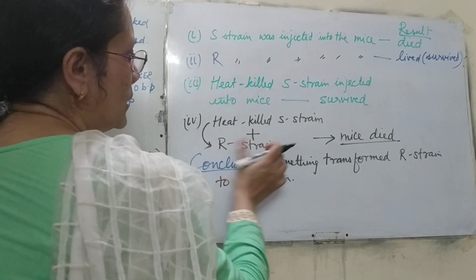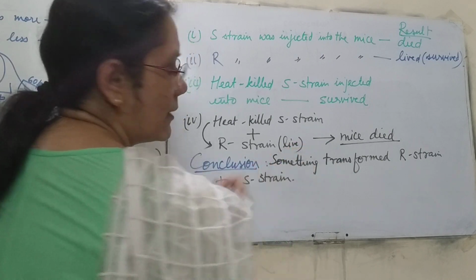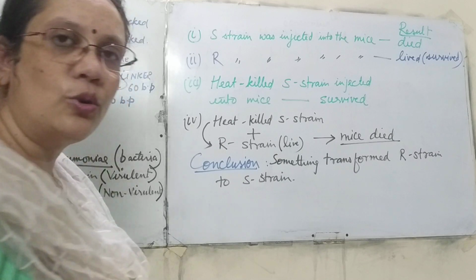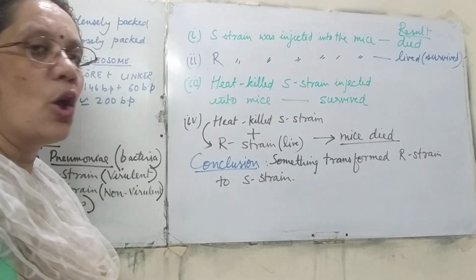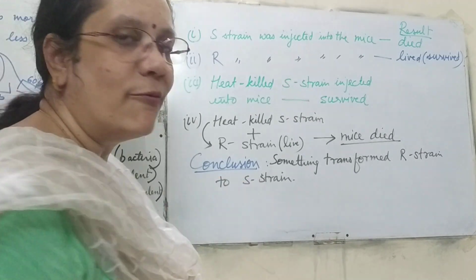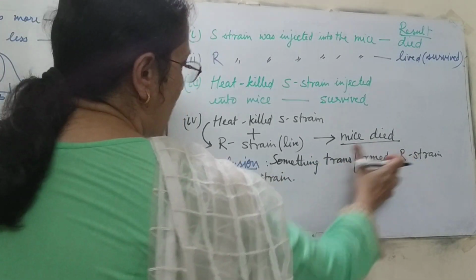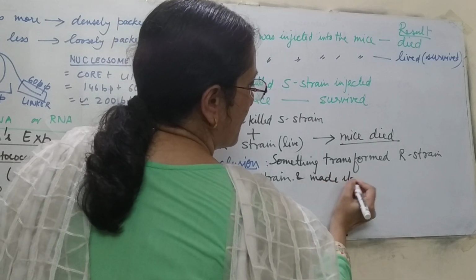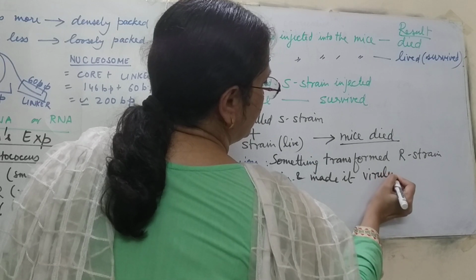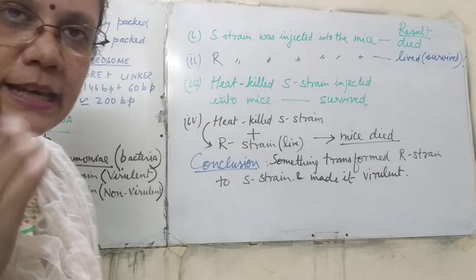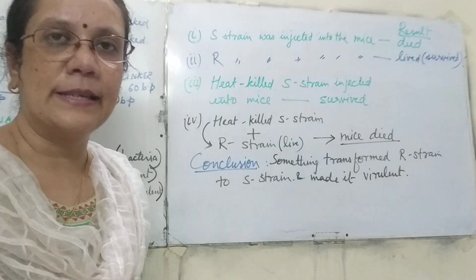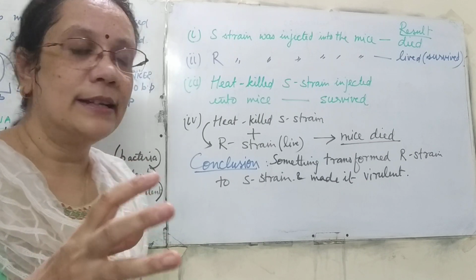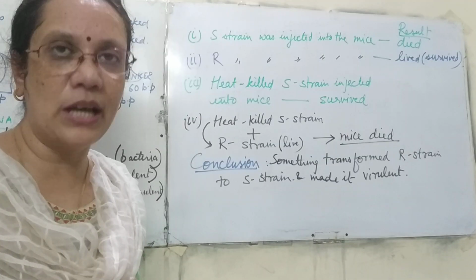This is also alive. This was alive, whereas this was heat killed. But still something had passed to the living R strain, which became virulent. Something transformed the R strain to S strain and made it virulent, to cause the disease. Is it clear? Now Griffith was unable to say what that substance was which had actually moved to the other one.